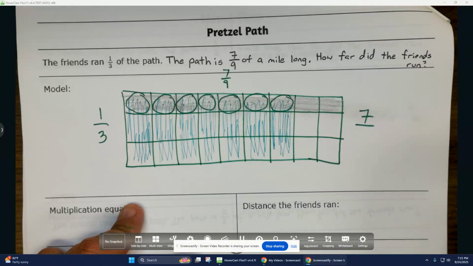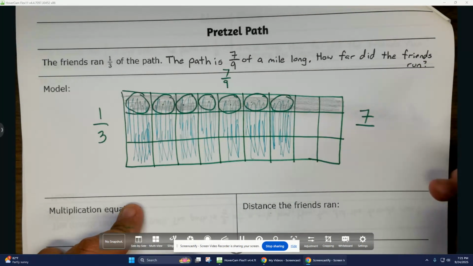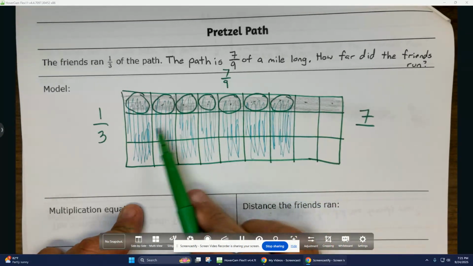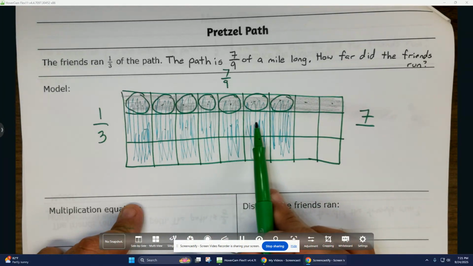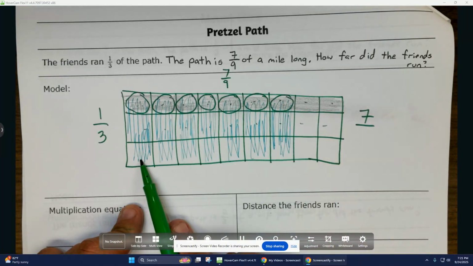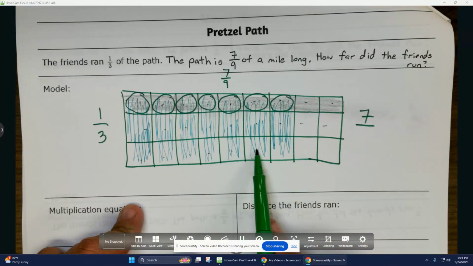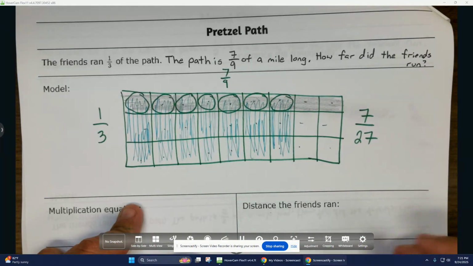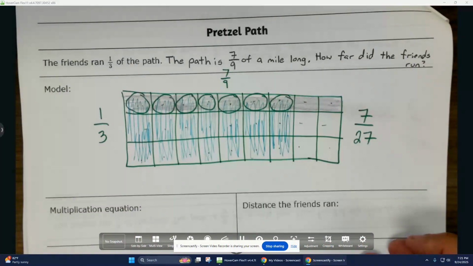But how many total squares do I have? 1, 2, 3, 4, 5, 6, 7, 8, 9, 10, 11, 12, 13, 14, 15, 16, 17, 18, 19, 20, 21, 22, 23, 24, 25, 26, 27. Well, there you go. 7 out of 27 are double shaded.